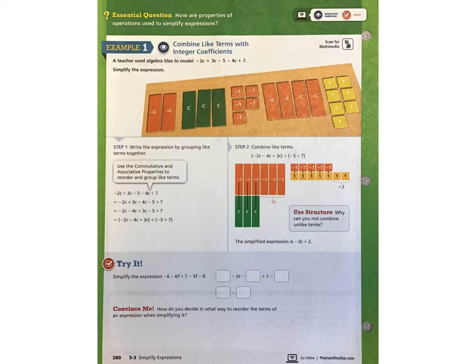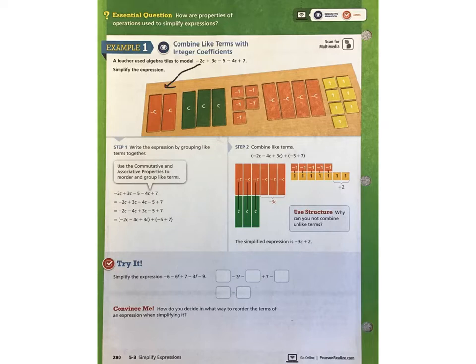Combine like terms with integer coefficients. The good part here is that we are going to be using integers only for this first example. So take a look at the algebra tiles that you see spread across the desk there. A teacher used algebra tiles to model negative 2c plus 3c minus 5 minus 4c plus 7. Simplify the expression. So each of those tiles, you can see, represents a different piece of that expression.